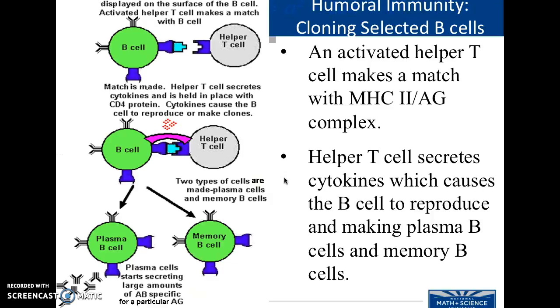An activator T cell, or a helper T cell, which has been activated, makes a match between the MHC2 protein, which has the antigen presented on it, and the AG complex. The helper T cells secrete something called cytokines, which causes the B cell to reproduce and make plasma B cells and memory B cells, all of which are eventually going to make antibodies.